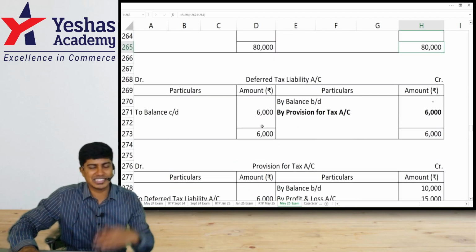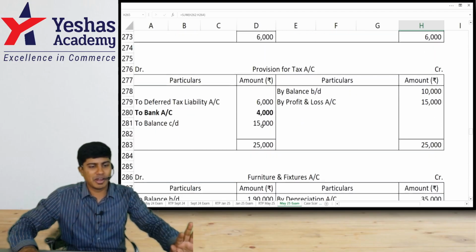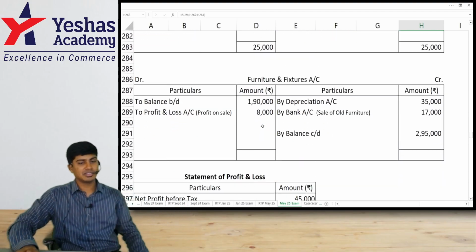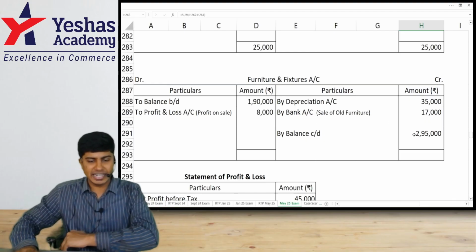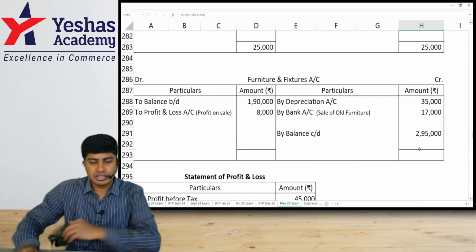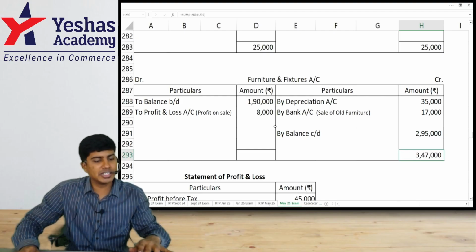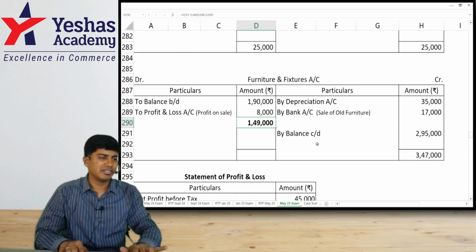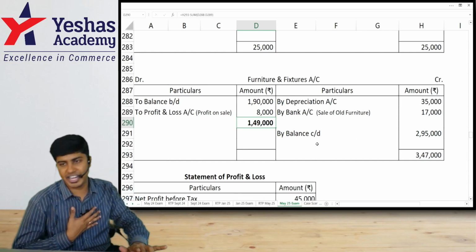Okay. Then come to deferred tax liability. Already closed. Provision for tax. Closed. Furniture and fixtures. There is something missing. See here, credit side, it is 295 plus 17 plus 35, 3 lakh 47. Debit side, it's only 198. How? They purchased some asset, and we are assuming that they paid it in cash.